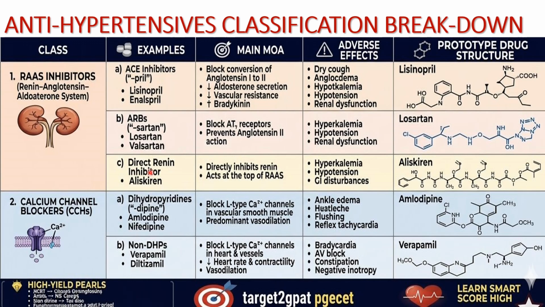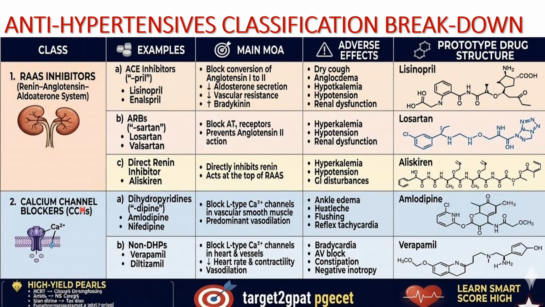Next one, that is the next subclass here, is direct renin inhibitor, AAD of RAS. A means ACE inhibitors, A means ARBs, that is angiotensin 2 receptor blockers, and D means direct renin inhibitor. The first and best example here is aliskiren, and this is the drug structure of aliskiren. Second class here is calcium channel blockers.